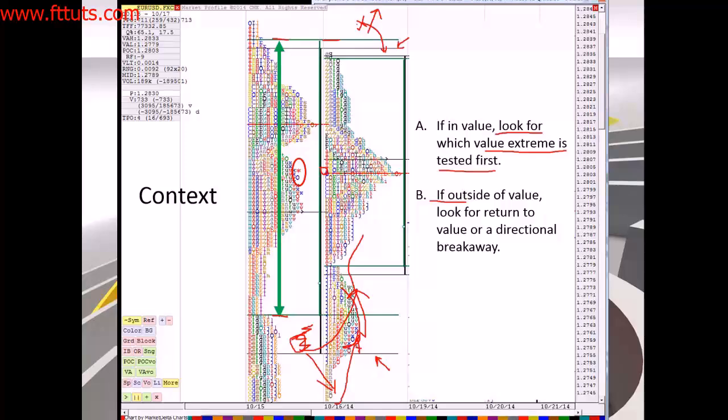And now our close, which will be the open reference for the next session, is really outside of value. It is below the value area. And we will have to ask again the same questions we were looking at. Will price in fact move back up, or will it continue to move lower?